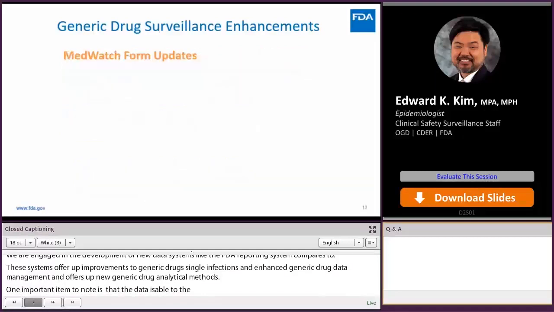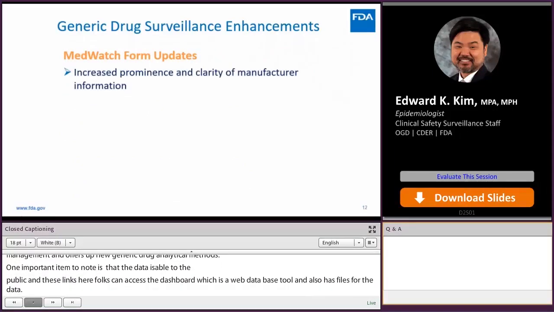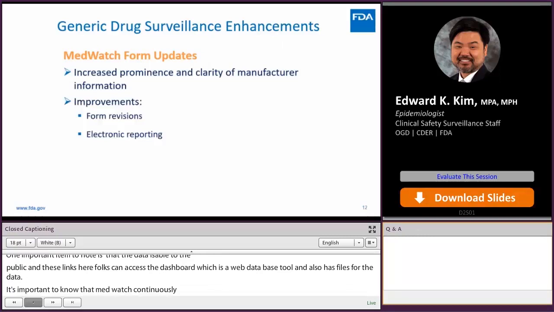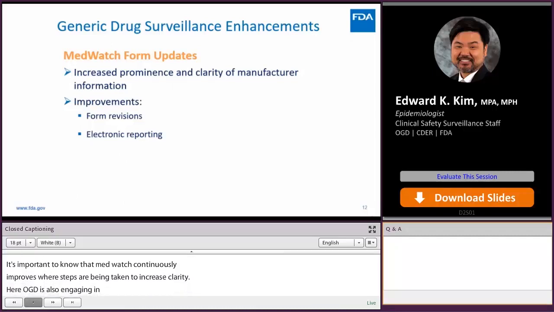It's also important to know that MedWatch is continuously improving, where steps are being taken to increase prominence and clarity of items such as manufacturing information. Here, OGD is also engaged in improvements related to form revisions and electronic reporting. Okay, remember the poll response that we took earlier? It's not only appropriate to increase the number of completed MedWatch forms, but steps are being taken to help ensure that the quality of information improves along with the quantity.